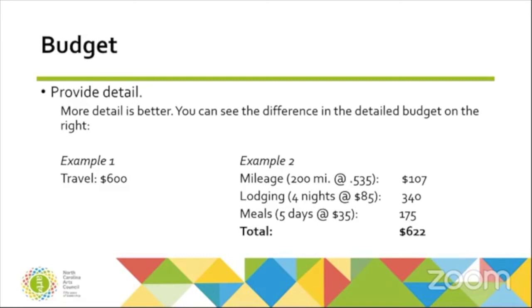Example 2 is what you want to aim for. Let's say you break it down into further subsections of mileage, lodging, and meals. And again, this is just an example, and some things you might not have solidified, but when crafting your budget, whether expenses or income, you want to try to provide as much information as possible.